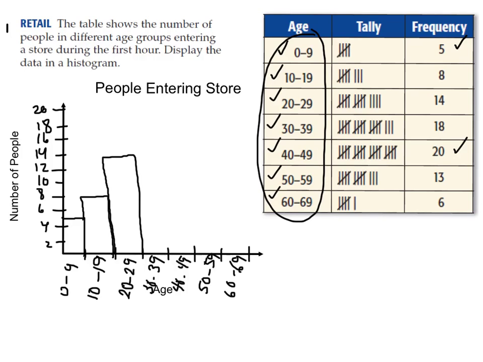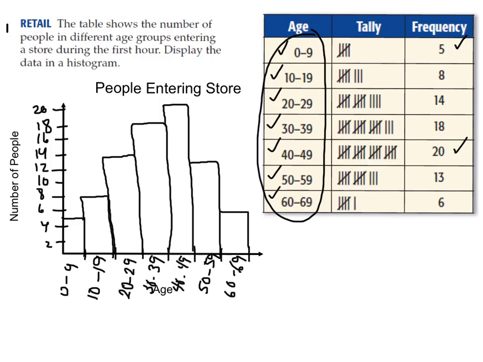30 to 39 is 18. 40 to 49 is 20. 50 to 59 is 13, and 60 to 69 is 6. There you have it. There's your histogram. Nice job.